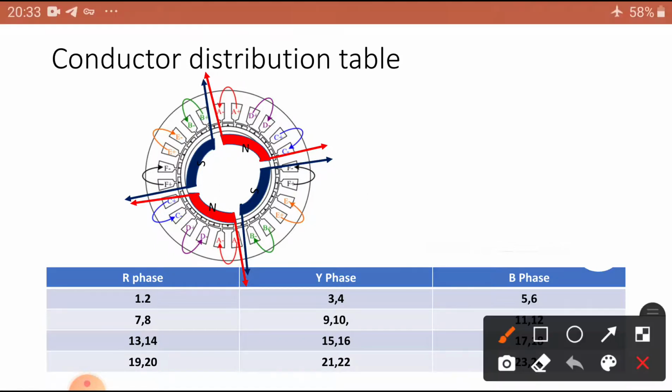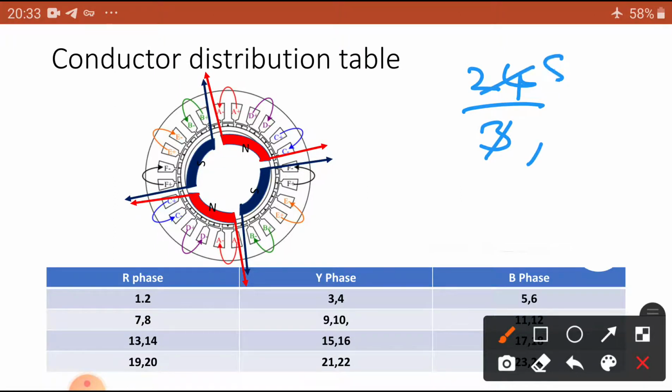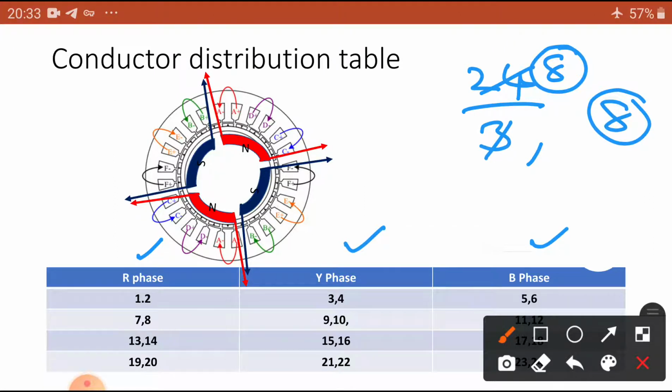So what is the distribution table here? How are we going to connect? In total, 24 slots. Okay. So here 3 phases. 3 eights are 24, that means 8 slots each phase. Here 1 phase is the R phase, let us assume Y phase and B phase. So we are going to distribute equally, total 24 slots.